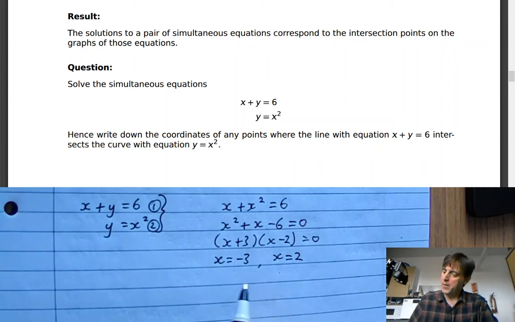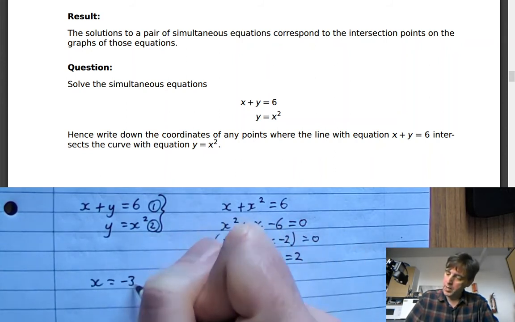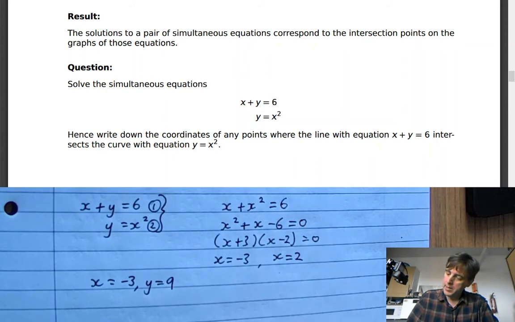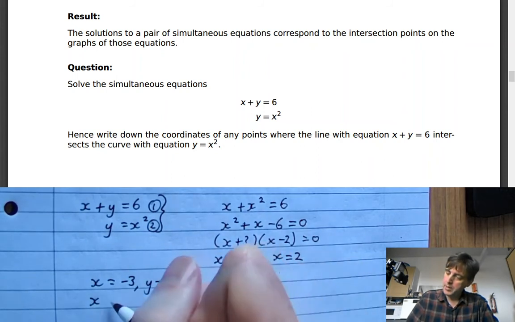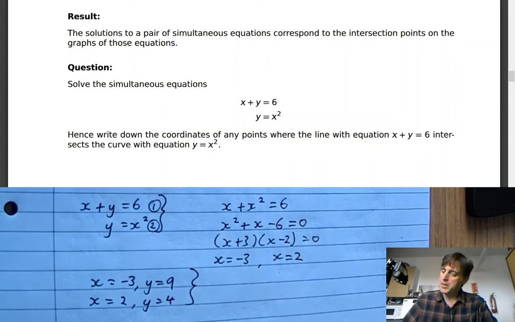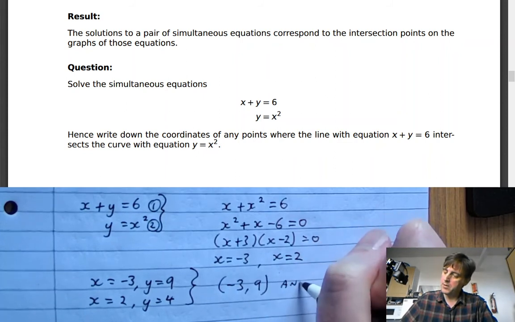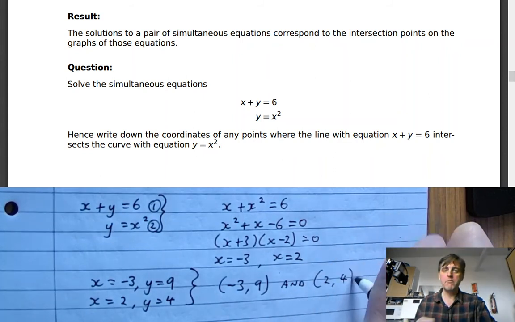Substitute these numbers for x back into either of these equations here, but you should end up with x equals -3 and y equals 9, and then the other solution, x equals 2 and y equals 4. Okay, so that's telling us that we must have intersection points at (-3, 9) and (2, 4).